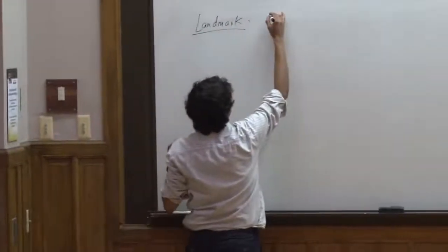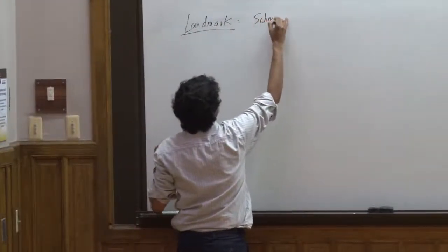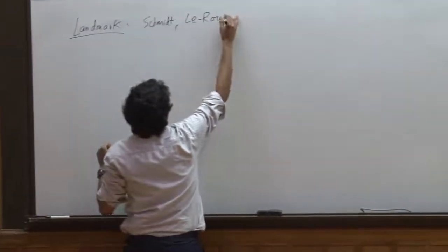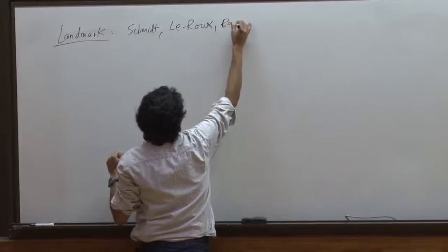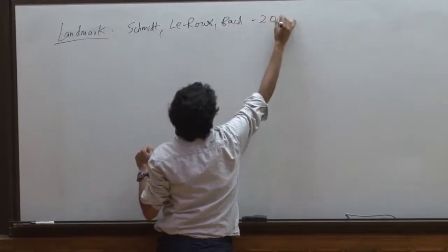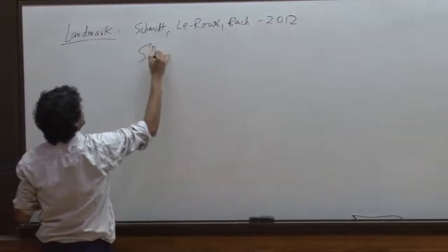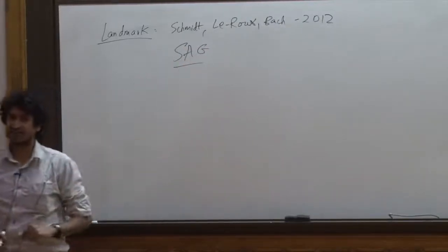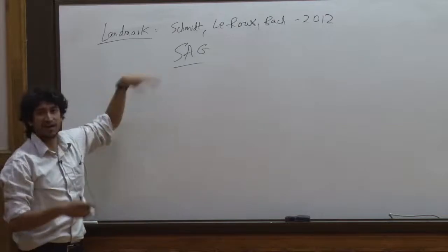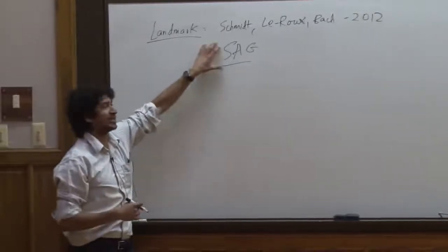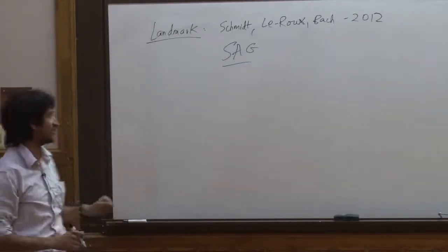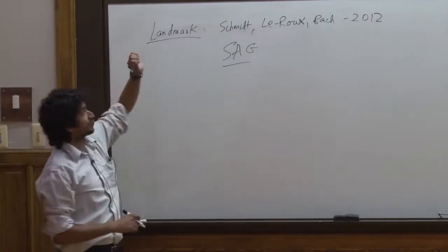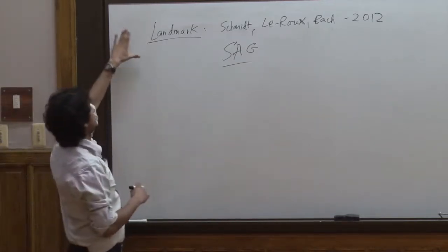It was by Schmidt, Le Roux, and Bach in 2012. This was called SAG. SAG stands for stochastic average gradient or something like that. But in the literature you'll just find people writing SAG, so might as well hear about it once. So it's the SAG algorithm, and I'll first tell you the reason it's a landmark paper.